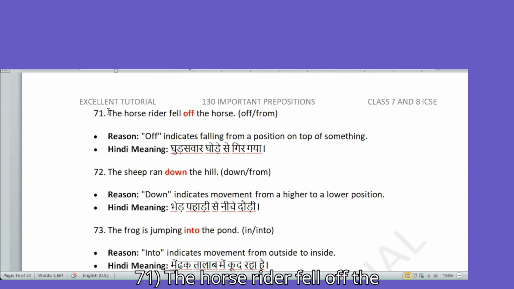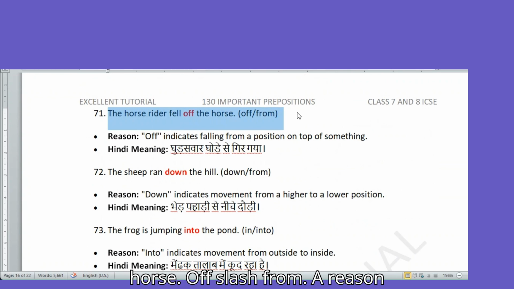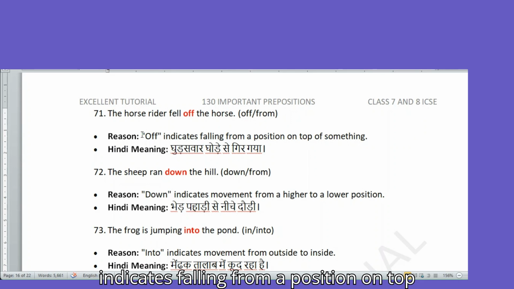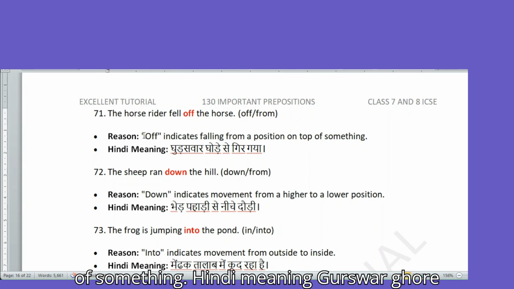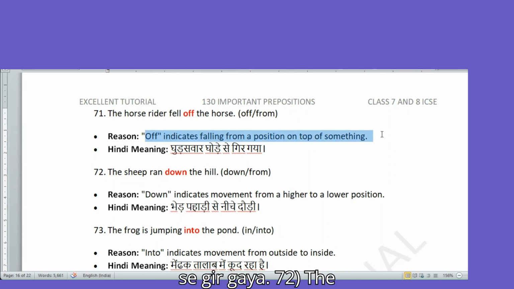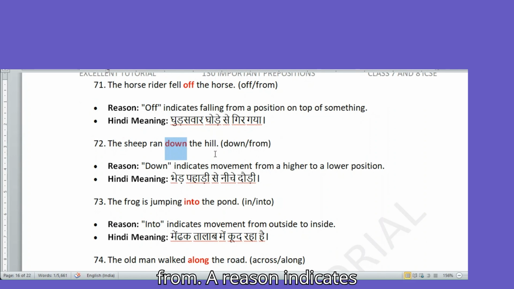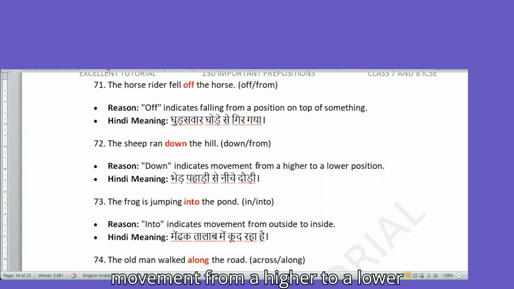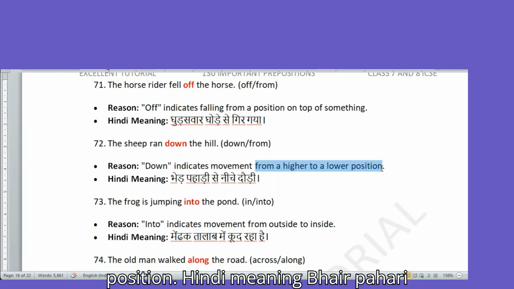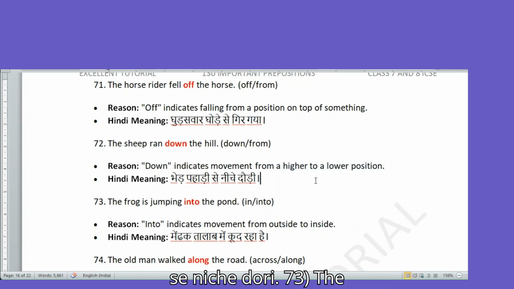71. The horse rider fell off the horse. Off/from. A reason: off indicates falling from a position on top of something. Hindi meaning: घुड़सवार घोड़े से गिर गया. 72. The sheep ran down the hill. Down/from. A reason: down indicates movement from a higher to a lower position. Hindi meaning: भेड़ पहाड़ी से नीचे दौड़ी.